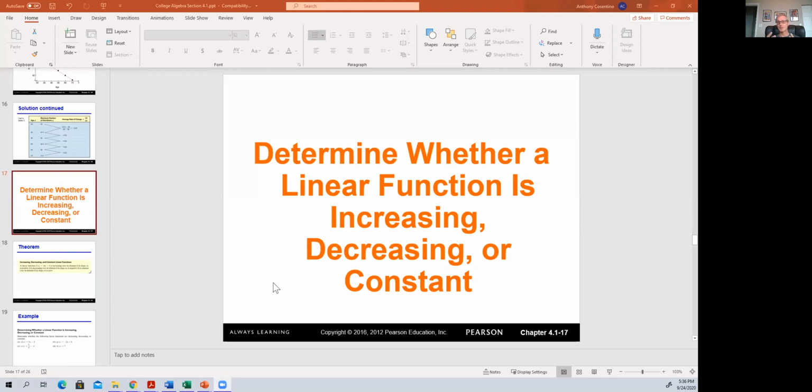And if the slope is positive, it's increasing. Slope is negative, it's decreasing. And the slope is 0, it's a constant. So usually it's good to write this down. So let me do that.